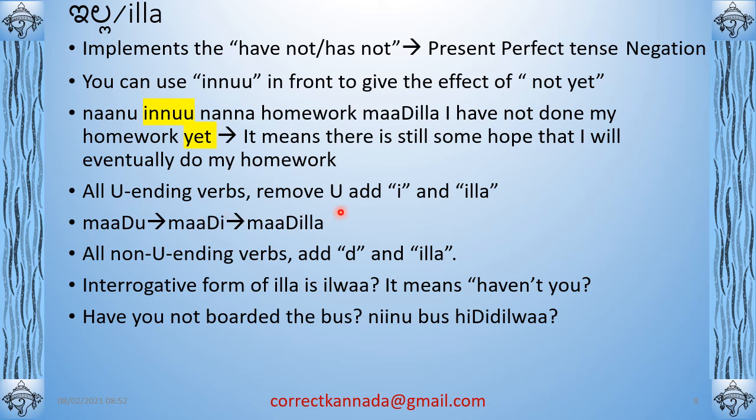Right? So what is the rule? All u ending verbs remove u and add i and illa. ಮಾಡು, ಮಾಡಿ, ಮಾಡಿಲ್ಲ. Right? So this ಮಾಡಿ, you can treat it as if you are doing a past tense. Non-u ending verb, you just have to add the illa. For example, hididilla. Now, because there is past tense involved, there will always be irregular verbs. That's why you have iru becomes iddilla, sigu becomes sikkilla, baru becomes bandilla. So irregular verbs will have an effect. So you need to know those irregular verbs.